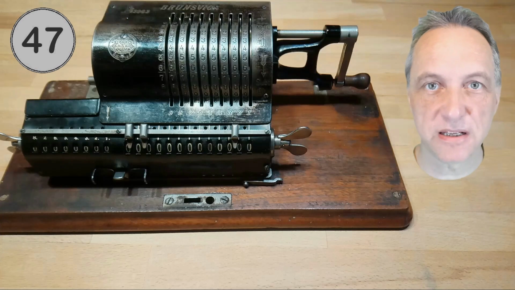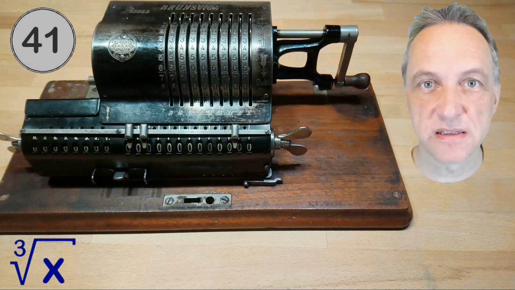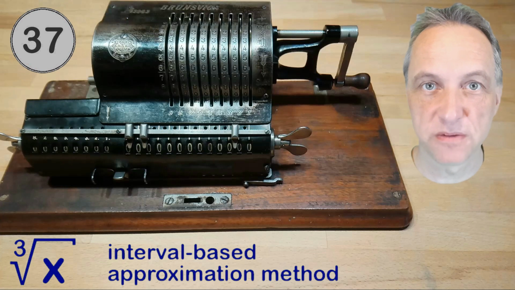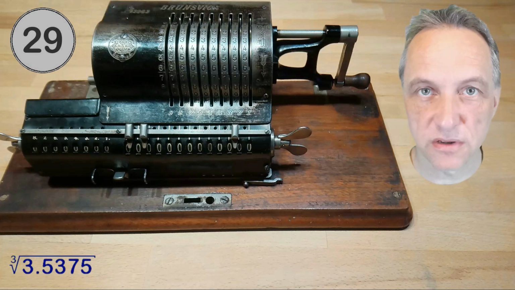In this video I'd like to show how to calculate the cube root of a number using an old mechanical calculator. Since this isn't directly supported by the machine, I use an interval-based approximation method. The interval is gradually reduced further and further, until we get a good approximation for the result. I'd like to show this for the third root of 3.5375 as an example. For the initial interval we need a number that is smaller than the result we're looking for and one that is greater.